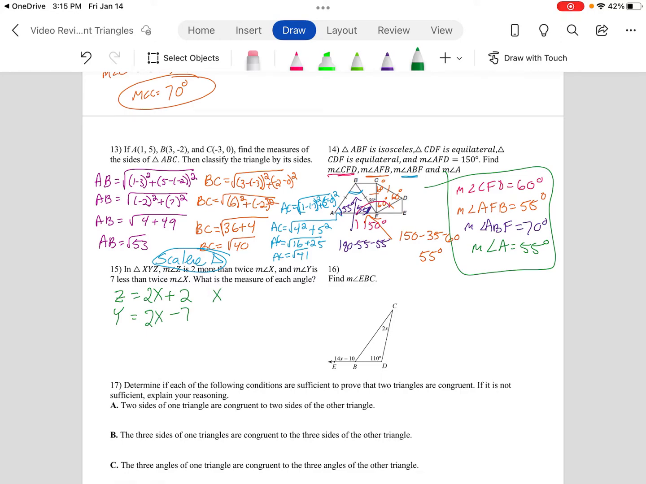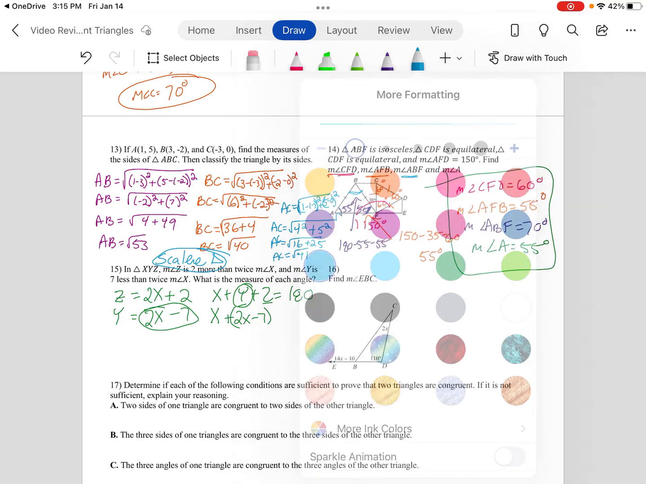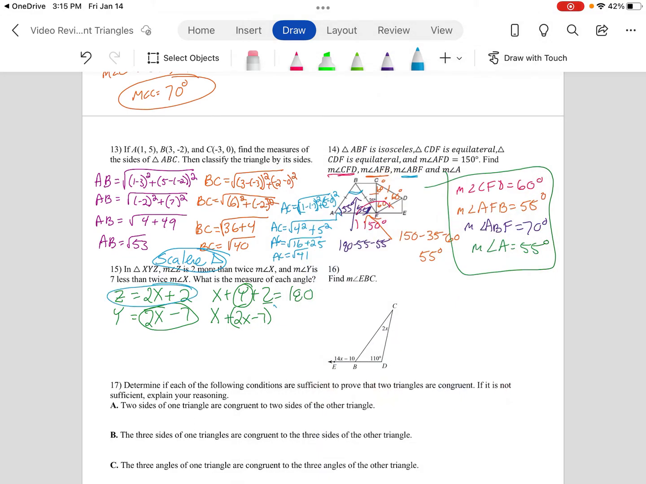Well, the third thing we know is the measure of angle X plus the measure of angle Y plus the measure of angle Z is equal to 180. I cannot solve this because I have 3 variables. I want to get it down to 1, so it's going to be X. I'm going to replace this Y here with 2X minus 7, and this Z here, I'm going to replace it with 2X plus 2, equal to 180.